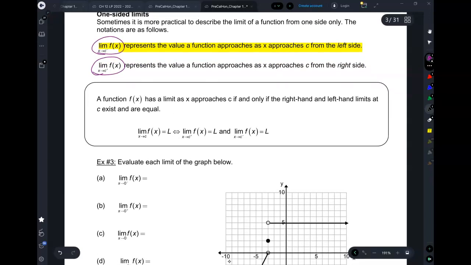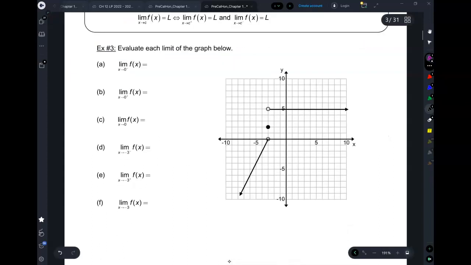Now, how do we know if there is a limit? Well, if the limit as x approaches c from the positive side is equal to the limit as x approaches c from the negative side, then we say the limit is L. Okay? All right.